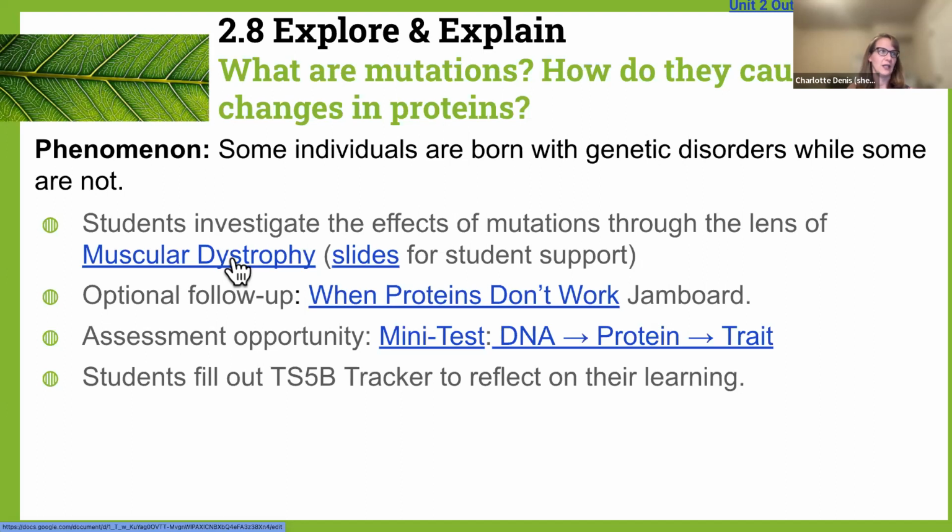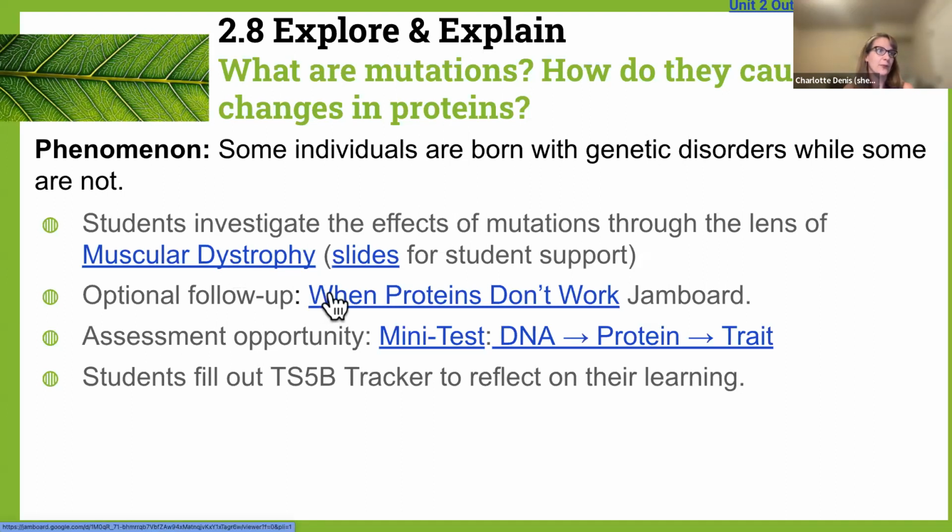And so they compare and contrast between multiple different types of mutations and then are able to extrapolate about which type of muscular dystrophy might be caused by which type of mutation. And all of that is connected back to actual science, like the actual mutations and the actual conditions, versions or types of muscular dystrophy.